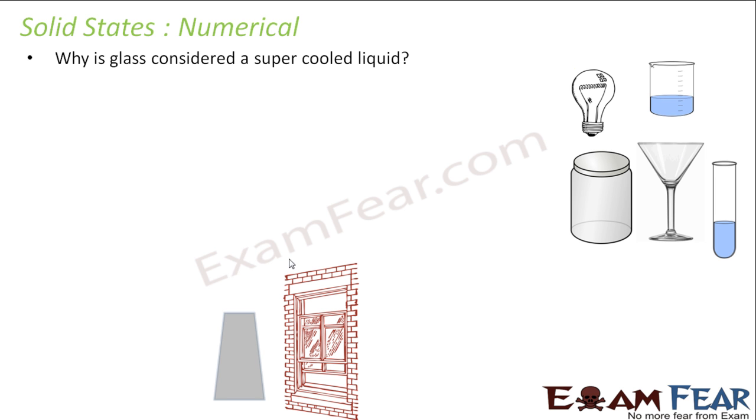Correct? Also, if you see the windows of old buildings, they are thicker at the bottom. This is the glass window. So if you see that, it will be thicker at the bottom and thinner at the top. Why? Because the glass flows, right? So that's why glass is called a super cooled liquid, because it has a tendency to flow slowly. Correct? And glass is amorphous, and all amorphous solids have a tendency to flow slowly.